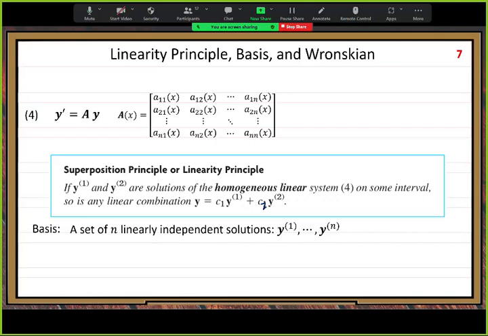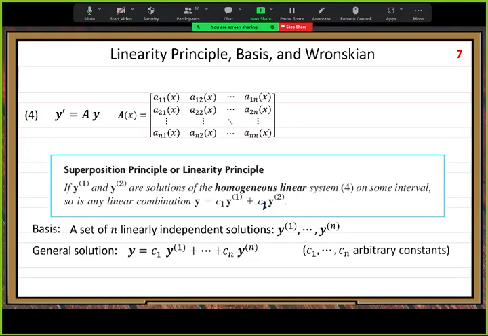So after you have a basis of a linear system ODE, you can write the general solution y as the linear combination of all the functions in this basis. That's the generalization, nothing new. Here we write it out, and from now on we will use it. All these C are arbitrary constants.